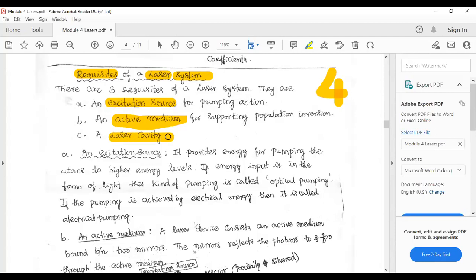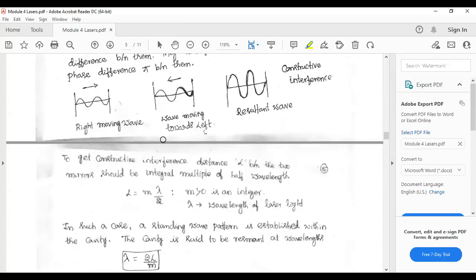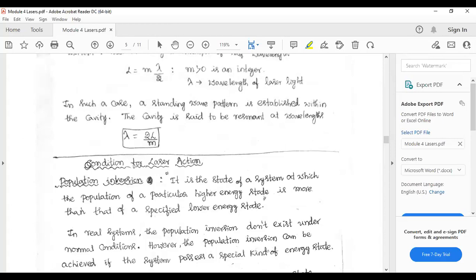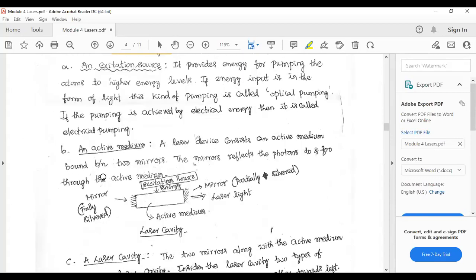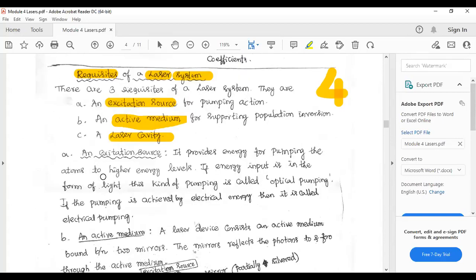There is a very similar question which may also be asked in the examination, where you have to write the condition for laser action. Students usually confuse the requisites and the condition for laser action. I will go to the conditions later, but keep it in your mind that requisites are nothing but the materials required to construct the laser.